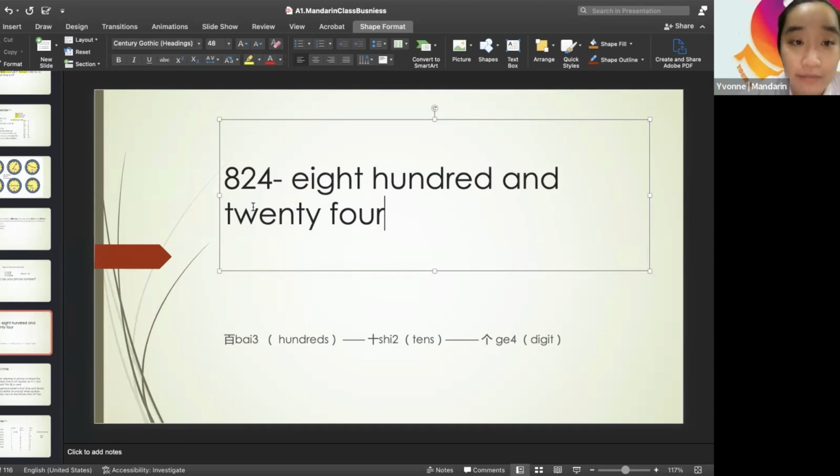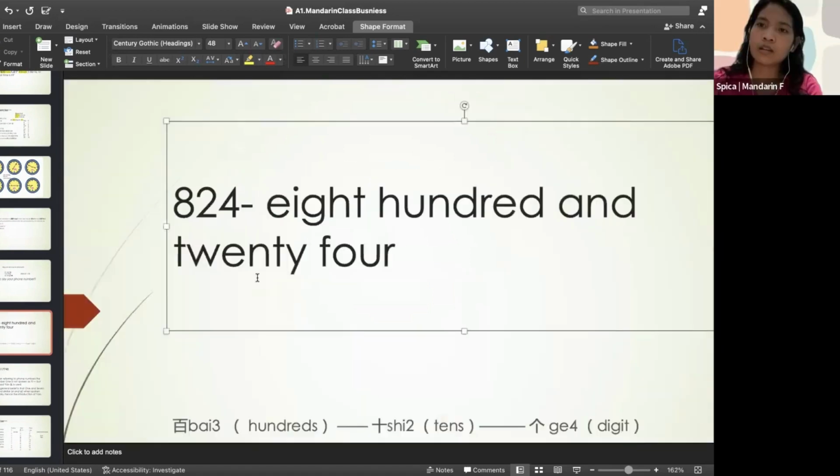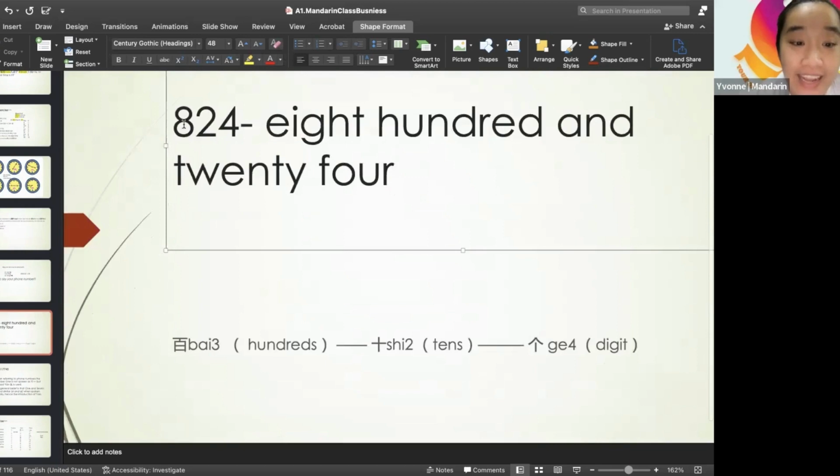Now, follow me. What is 8 in Mandarin? Ba. And then read, okay, follow my reading arrow, okay? So ba and then 百 okay. 百 十 Very good. You know how to count 824.